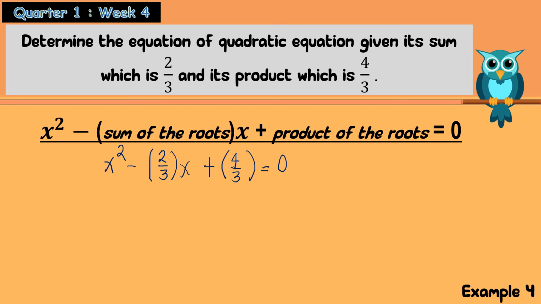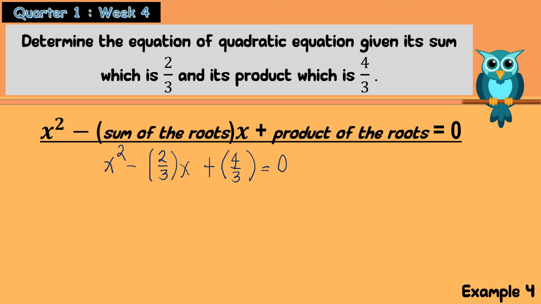So what did you notice from the previous examples, from the given sum and product? Okay, so fraction form. Very good. So, whenever we write our quadratic equation, it must always be written in the form ax squared plus bx plus c is equal to 0, wherein the denominators of each term should be 1.